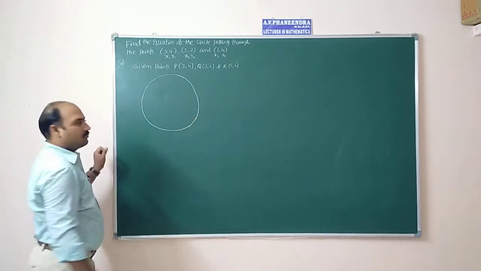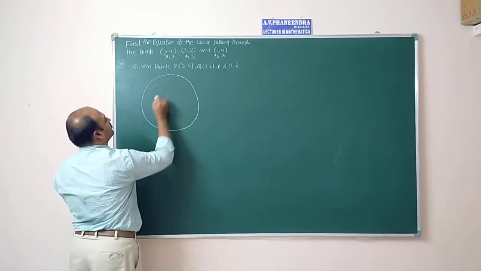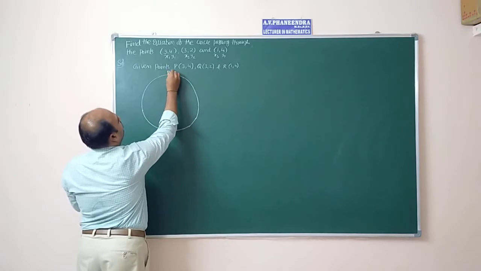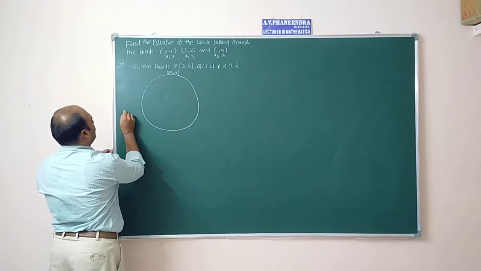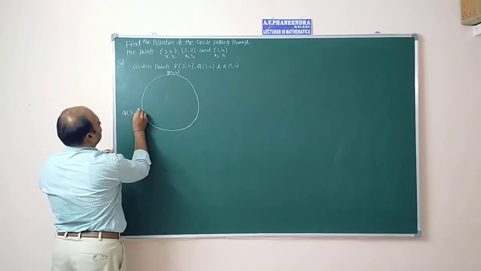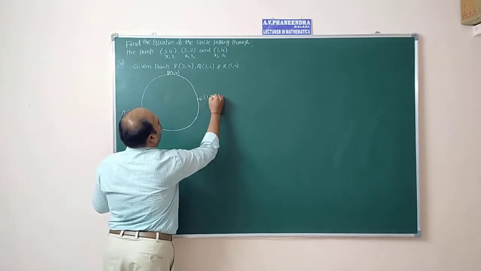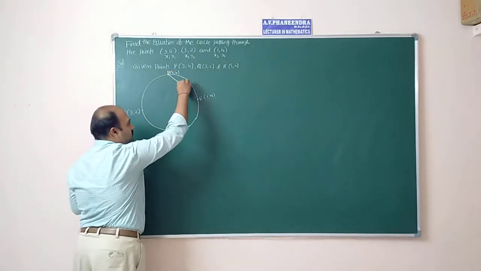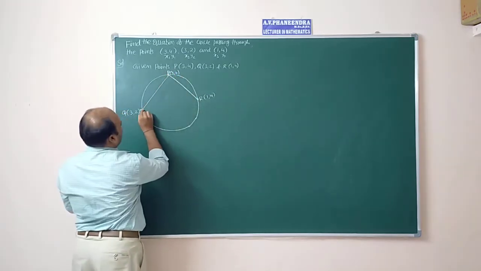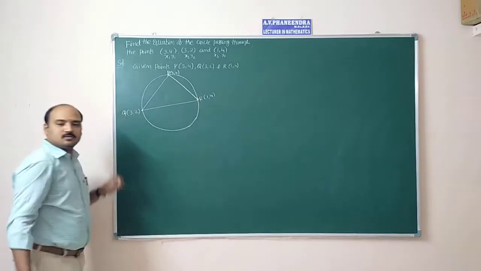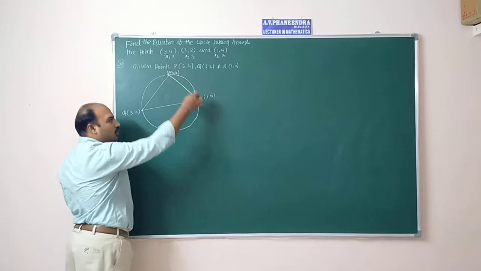Like this, you have to draw the diagram. Here the point P is (3, 4), here the point Q is (3, 2), and here the point R is (1, 4). Join these points like this. These are the sides of the triangle. So this circle we are going to calculate now.